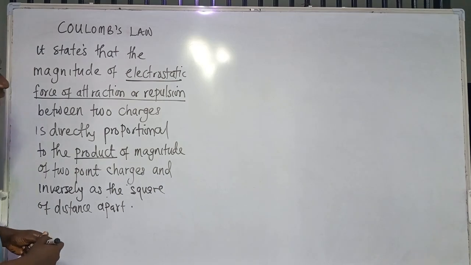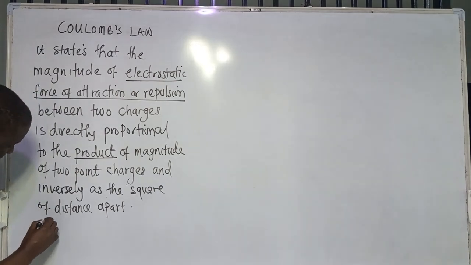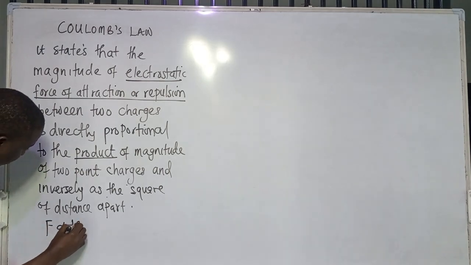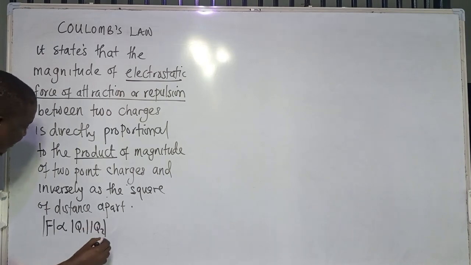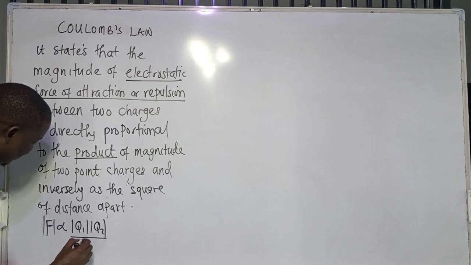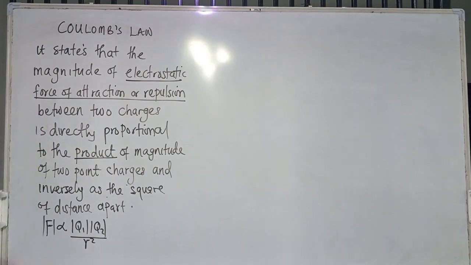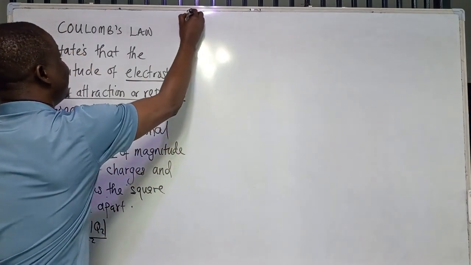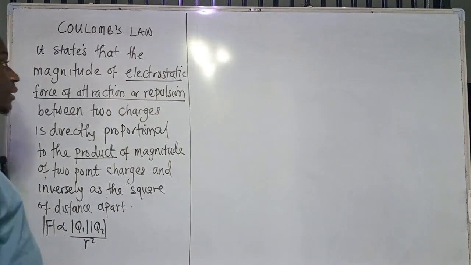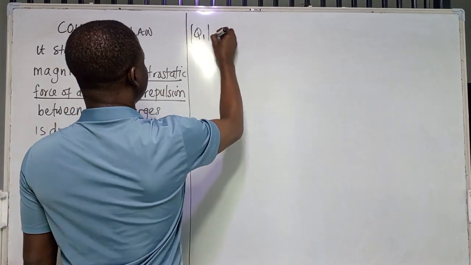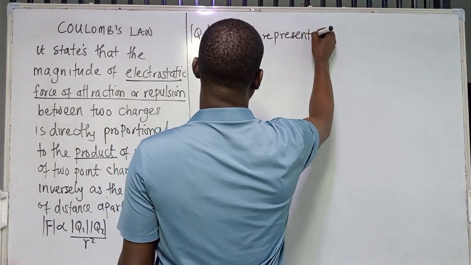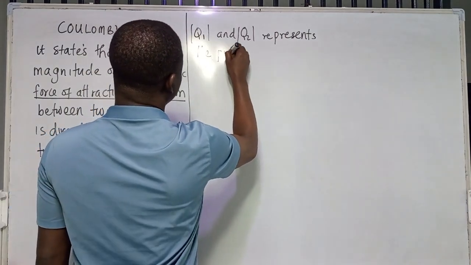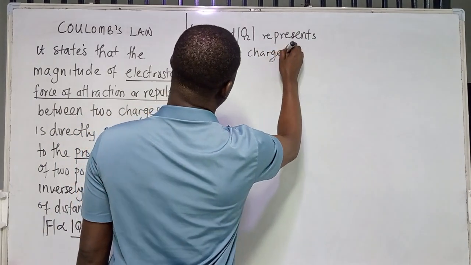Now, mathematically, what we are trying to say is F is directly proportional to Q1 and Q2, F in magnitude, and inversely proportional to the square of the distance apart, let's say R. So Q1 and Q2 represent the charges, the point charges, the magnitude of the point charges.